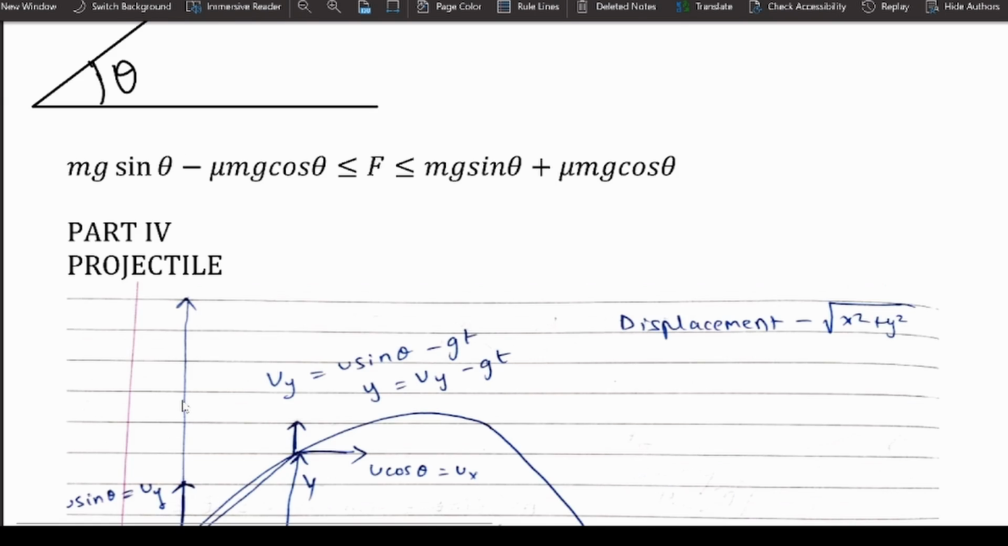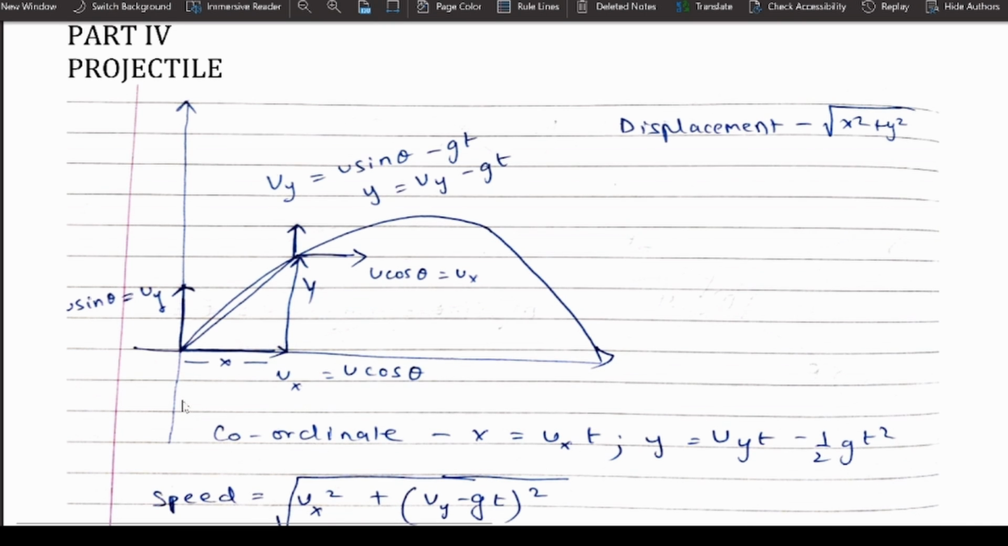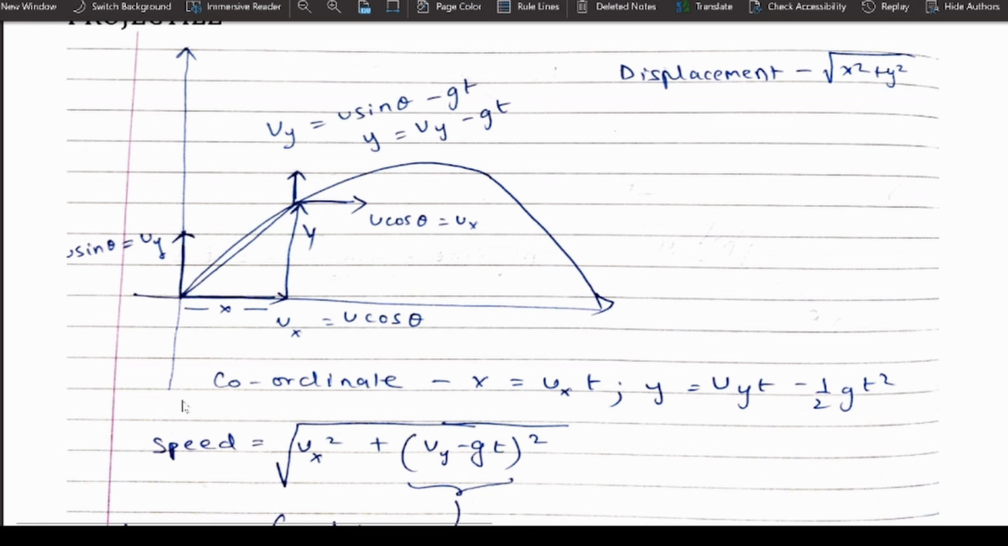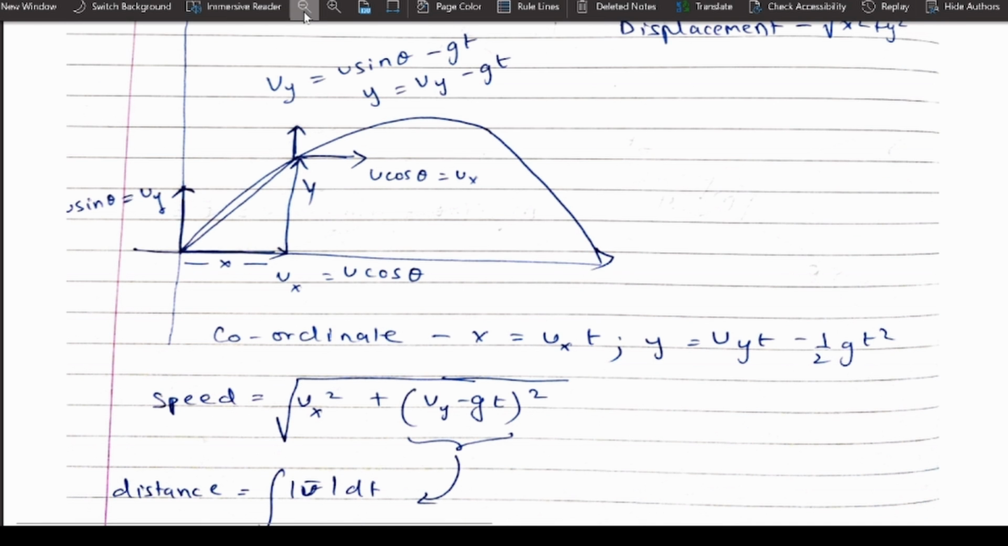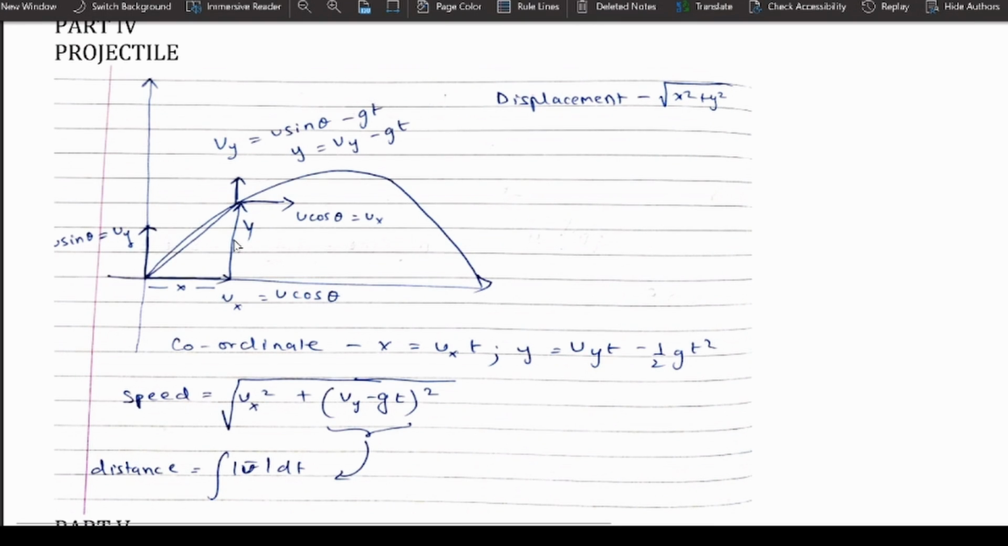Next comes projectile motion. The thing you see on the screen right now is all you have to know in order to answer any question from ballistic motion or projectile motion. So, again, easily derivable on your own. Always feel free to ask questions in the server if you need some help with derivation.